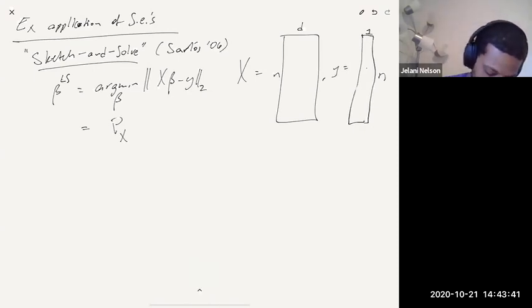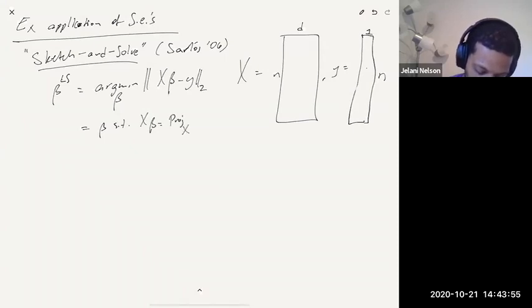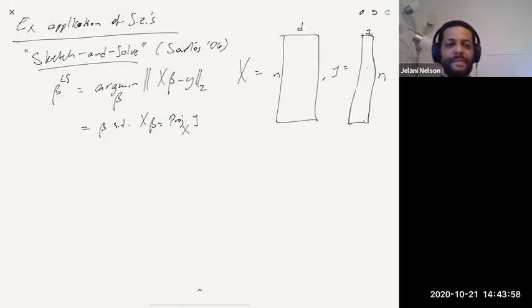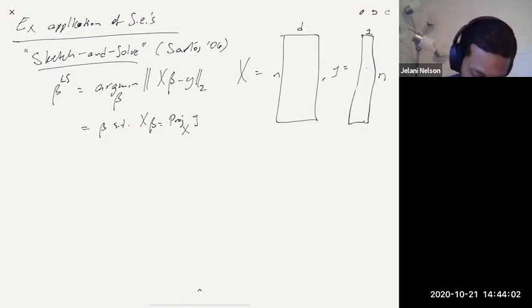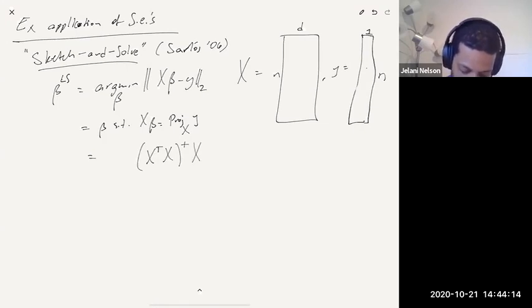So actually, let me not write this. This should be equal to the beta such that X beta is equal to the projection onto the column space of X of y. Right, that's what you want. And it turns out that it has a form you can write down, which is equal to X transpose X pseudo inverse X transpose y, I think.